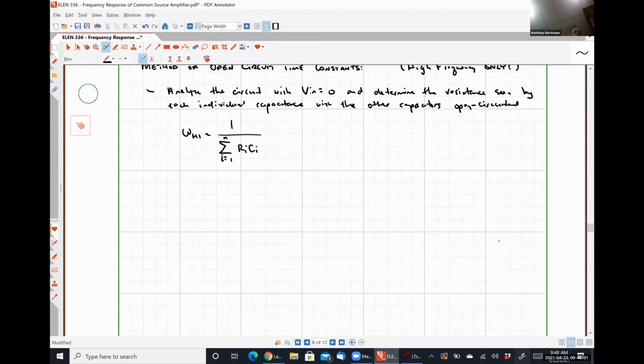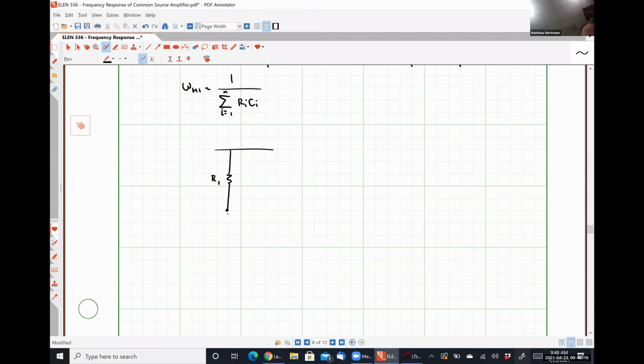So let me redraw our original circuit just for reference since it's been a minute. So here we have R1. Here we have R2. Here is RD. CDB.